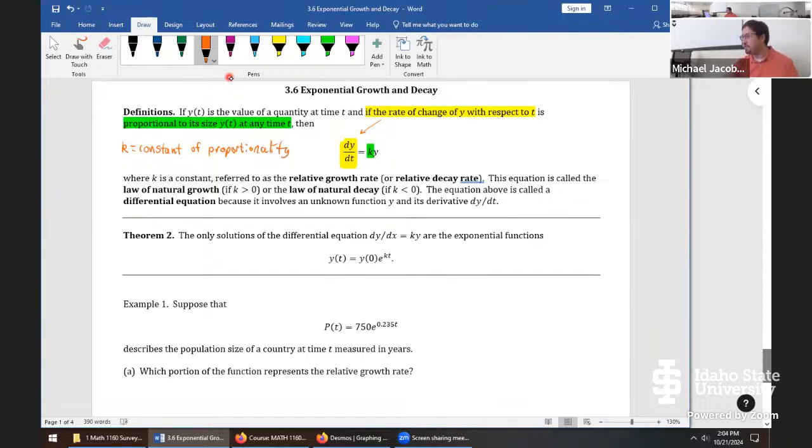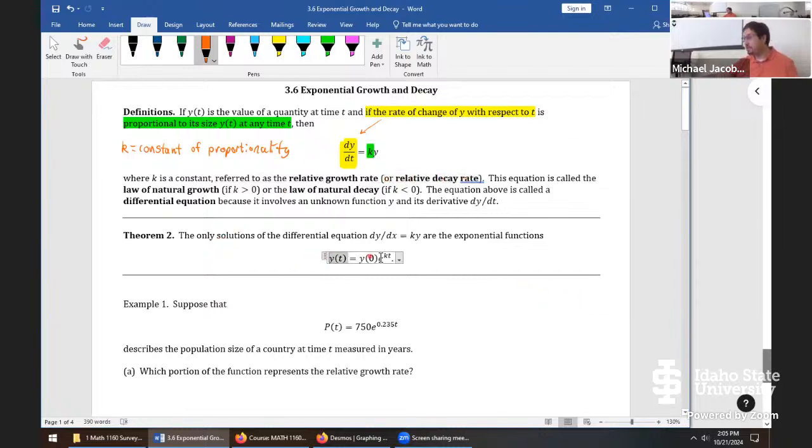Kind of a long word, and it goes right here. So if it's proportional to its size y of t, we take that proportionality constant k and multiply by y once again. But k is pretty special as a constant in this context. If, for example, k is positive, we have relative growth rate. If k is negative, we have the relative decay rate.